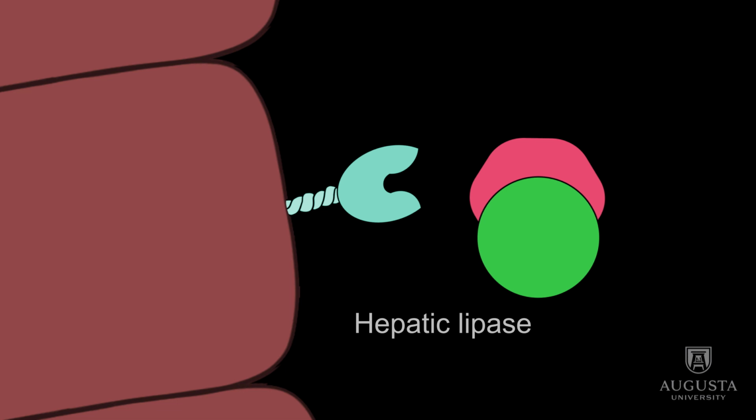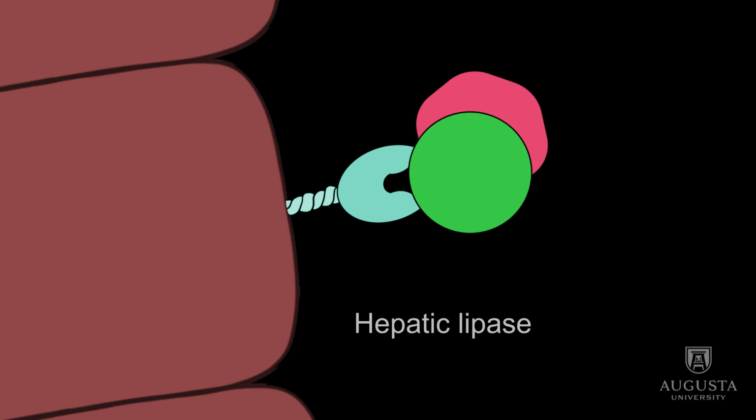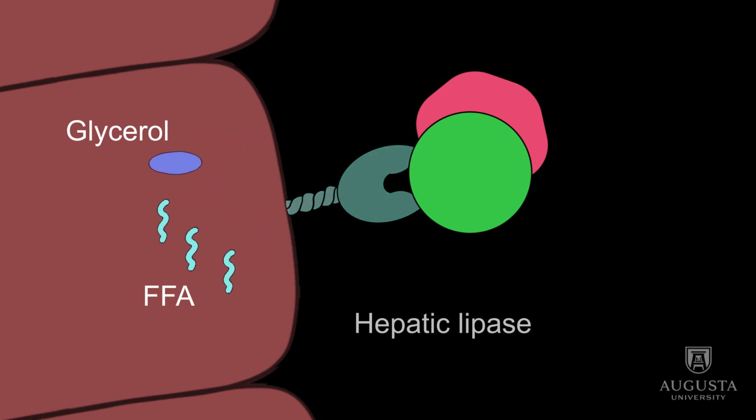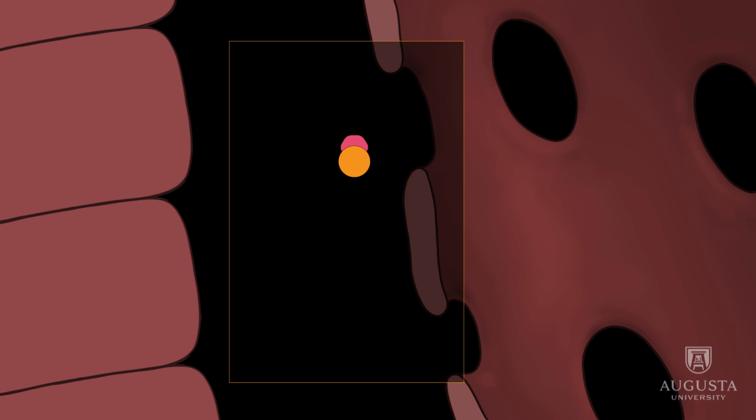Hepatic lipase, which is similar to lipoprotein lipase, is expressed on the surface of hepatocytes. It breaks down the triglycerides into free fatty acids and glycerol, then removes them. By action of hepatic lipase and CETP enzymes, the original IDL particle is now much smaller and denser. It is called LDL, low-density lipoprotein.